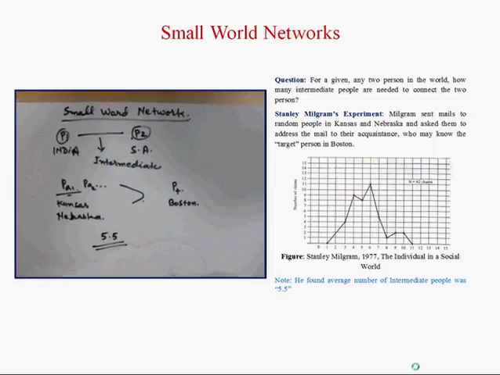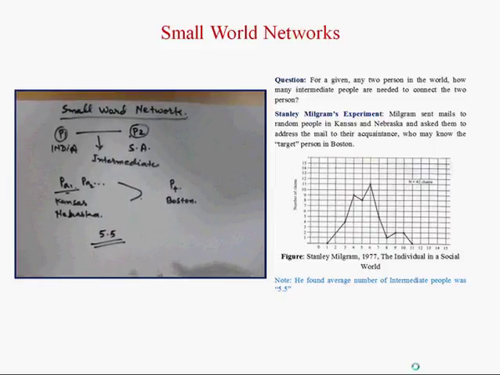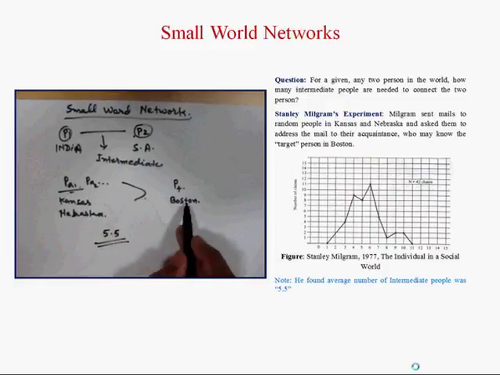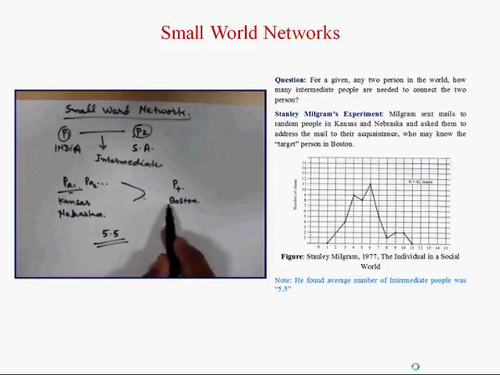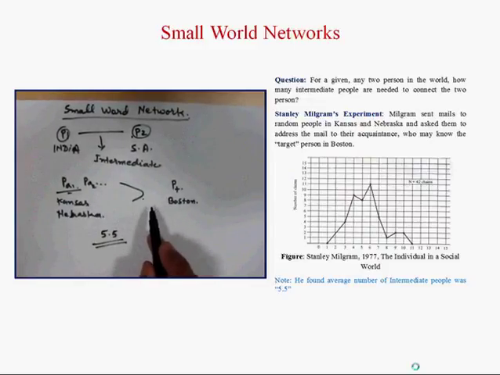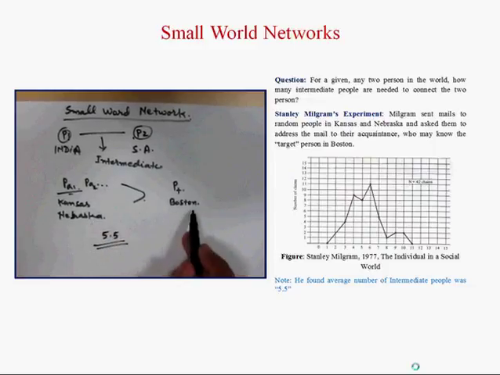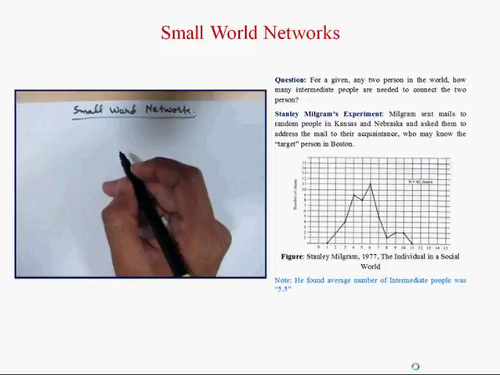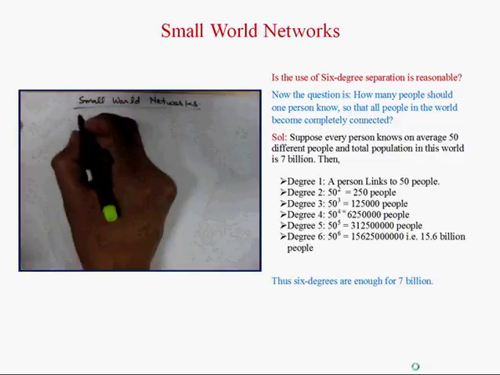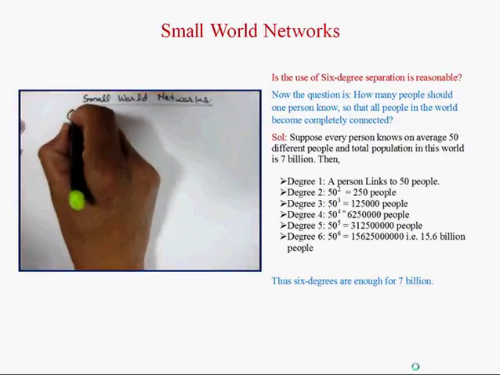Means just after 5 links, the mail reached on average 5.5 links, mail reached from Kansas or Nebraska to Boston. Now the question is, first, is the 6-degree separation reasonable?